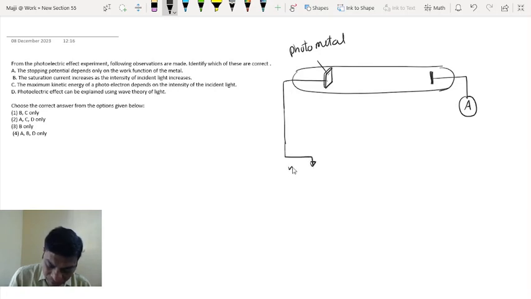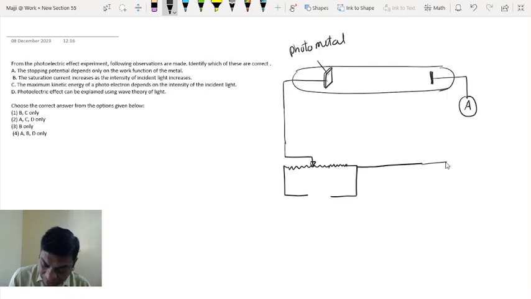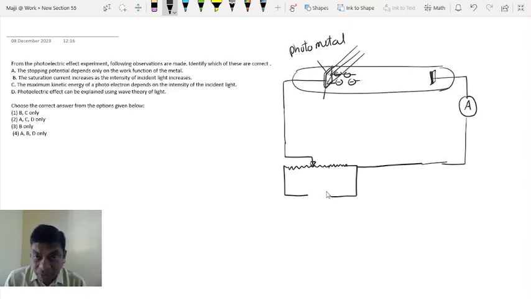Then you have the potential divider. This is known as a potential divider. You can divide the potential as per your requirement. From here, electrons are ejected as light of suitable wavelength is made incident on this. In order to attract the electrons, this is made positive. So this side you have the positive terminal and this side you have the negative terminal.